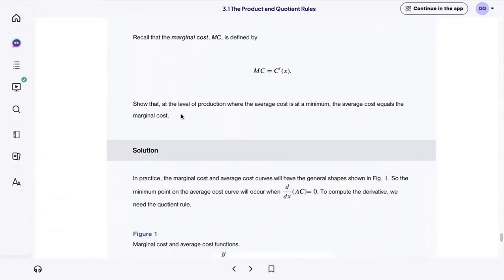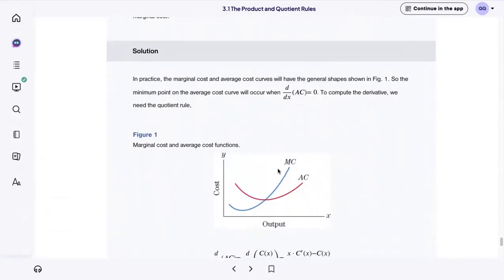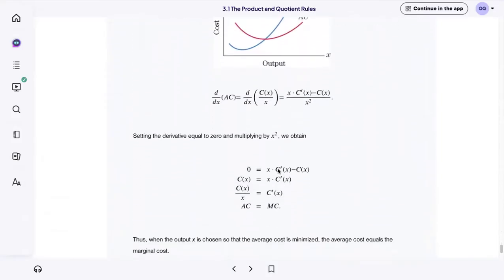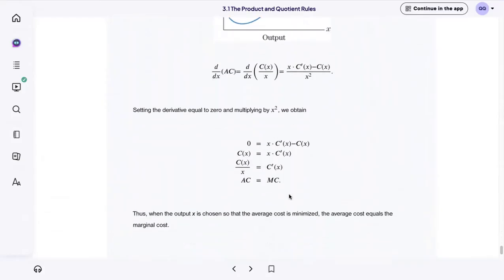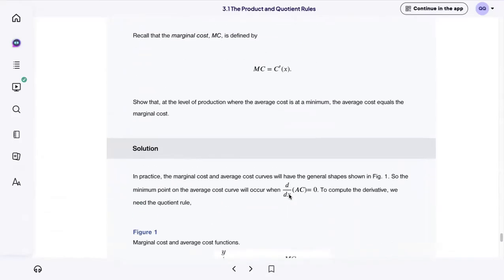So they want us to show that at the level of production where the average cost is at a minimum, the average cost equals the marginal cost. Okay, so basically this is a proving question. I'm going to skip this. Basically we just use the quotient rule, or we can rewrite this x as x raised to -1 to do the calculation. Right? Then we'll see the two are the same. All right, so that is chapter 3, section 1, talking about the product rule and quotient rule.